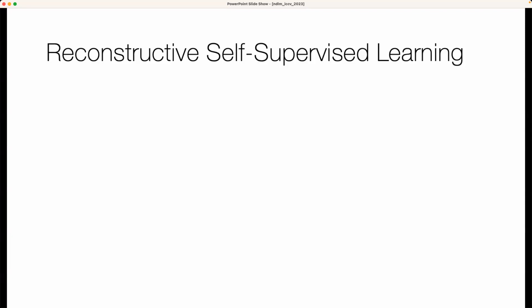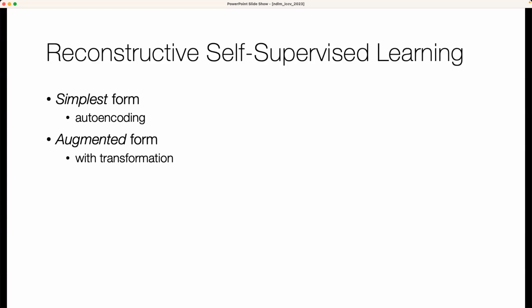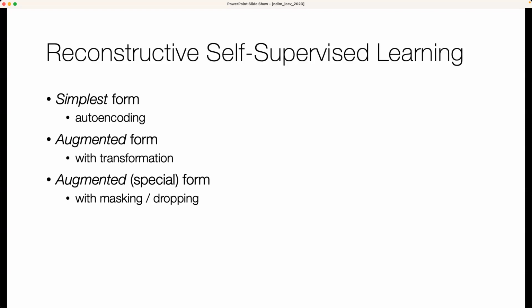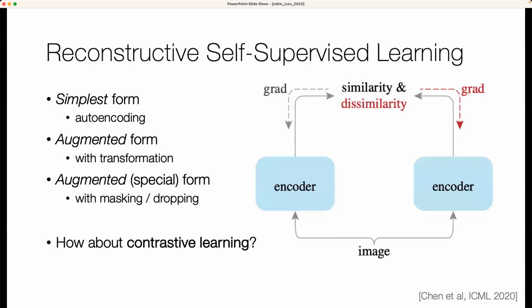And just to recap what I have discussed, I discussed reconstructive self-supervised learning. In the simplest form, it is autoencoding. We can do an augmented form with some kind of transformations. And I highlighted a special transformation, which is masking. And the question I want to ask is, what about contrastive learning? Is contrastive learning reconstructive or non-reconstructive learning?